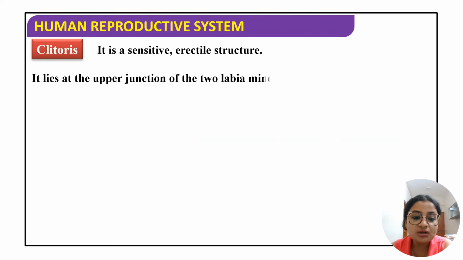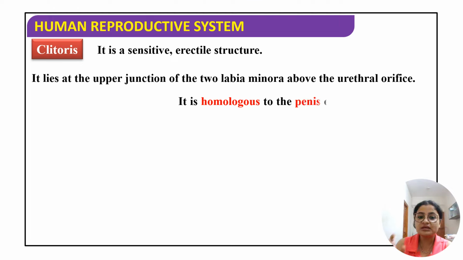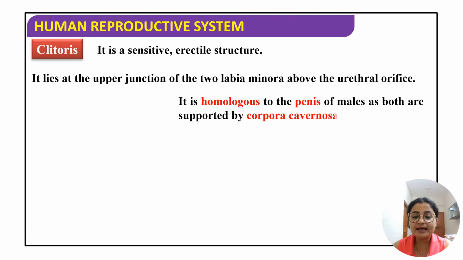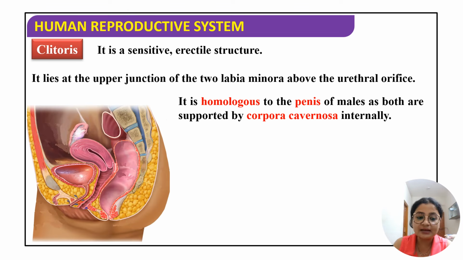Now talking about something called clitoris, it is a sensitive erectile structure. So just like in case of male, the erectile structure will be the penis, which is also the primary sexual organ. Okay. Similarly, in case of females also, we have an erectile structure, which is the clitoris. It is not the primary sex organ. The primary sex organ in case of females will be the vagina. But the erectile structure, just like the penis, is also present in case of females, and that is the clitoris.